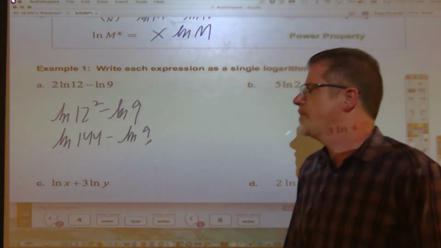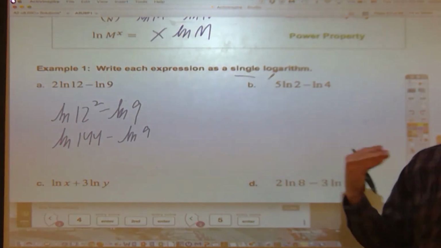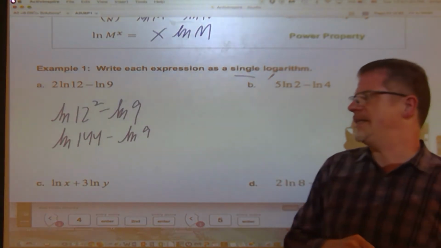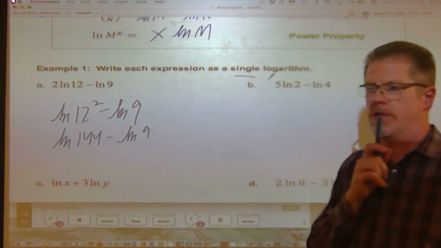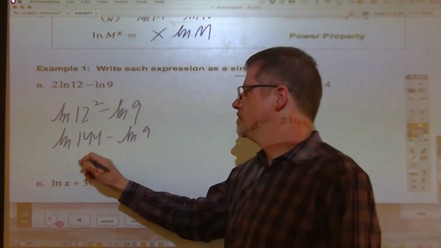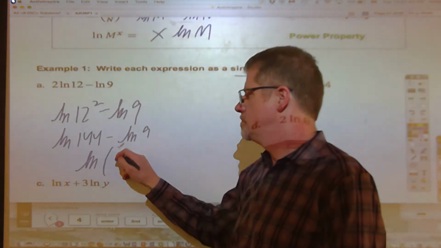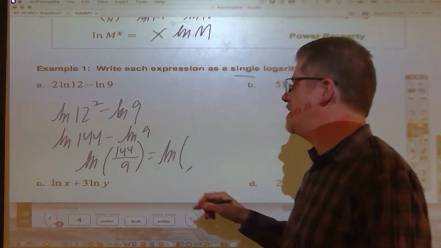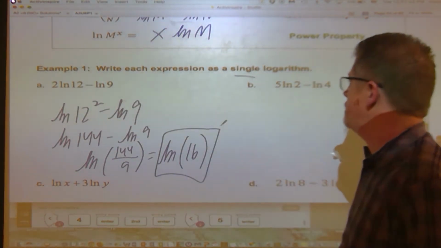Well, can I go any further, or is this as far as it can be simplified? Well, we better be able to go further, because the instructions say rewrite this as a single logarithm, log base e. So, what would my next move be? So what do you think? Owen? So we divide 144 by 9, so natural log, parentheses, 144 over 9. Yeah, and since 144 divided by 9 is 16, natural log 16 would be your final answer.